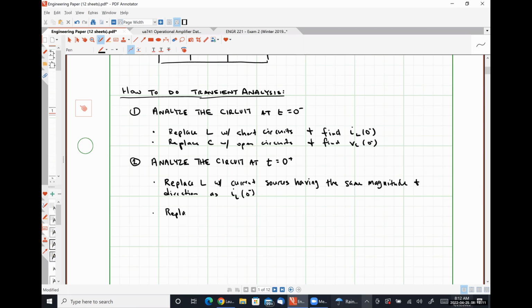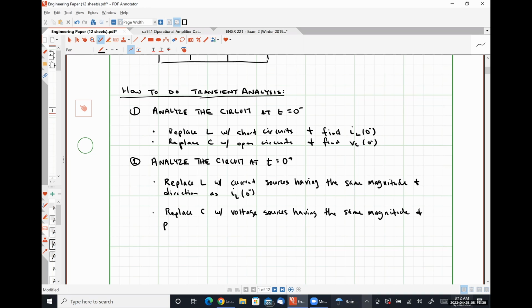And we will replace capacitors with voltage sources having the same magnitude and polarity as VC at 0 minus. And then after we do that, we would obviously solve for whatever quantity we were interested in.